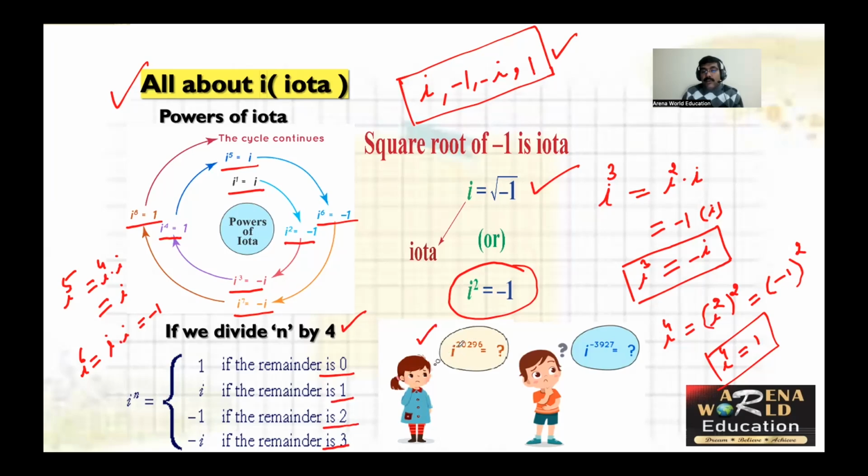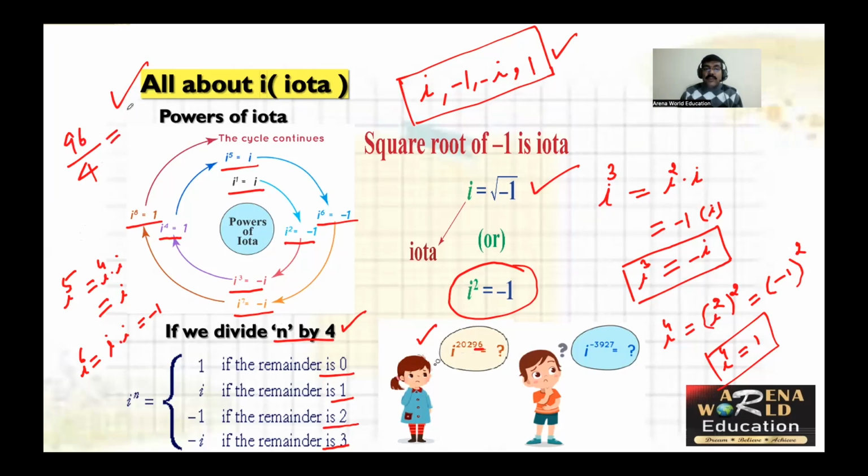Look at this one, iota raised to power 20,296, which is a very big number, right? But don't be afraid. Whenever we have to solve questions related to iota raised to some power n, what we do is divide the power by 4. So here the power of iota is 20,296. So simply we check 96. If we divide 96 by 4, it is completely divisible by 4.